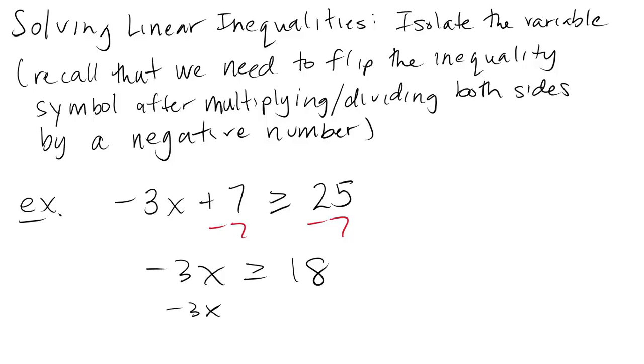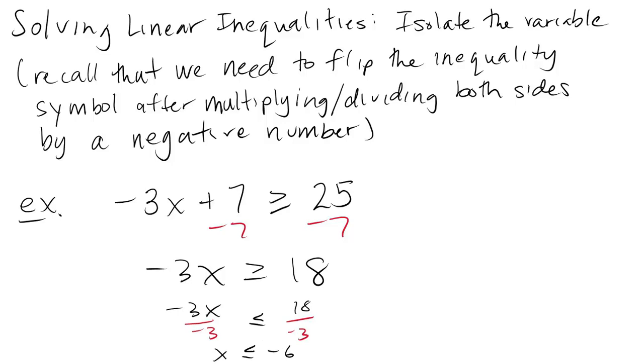So I'm going to write this as a completely separate step. I'm going to divide the left side by negative 3. I'm going to divide the right side by negative 3. And in order to keep this equivalent to the previous line, I have to flip the direction of the inequality. Now I carry out the step, and I get that x is less than or equal to negative 6.